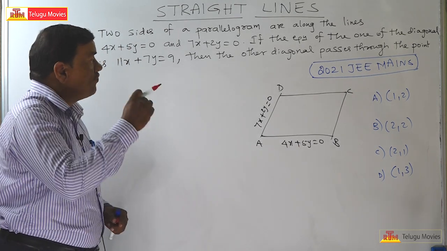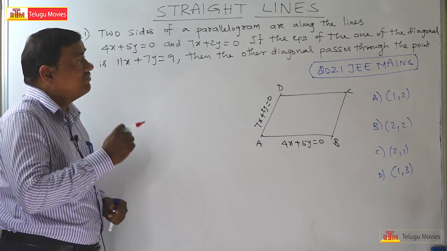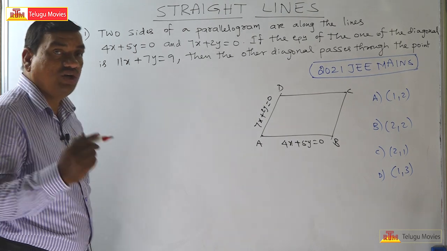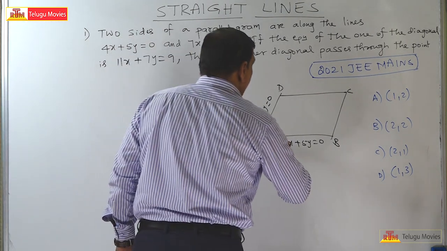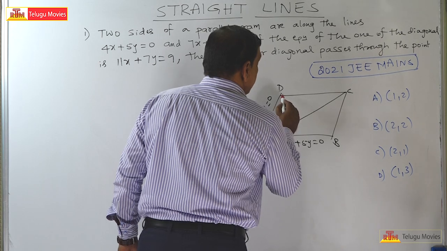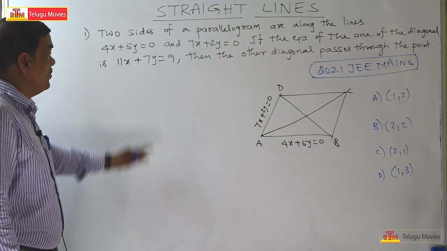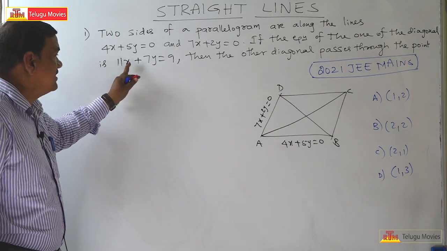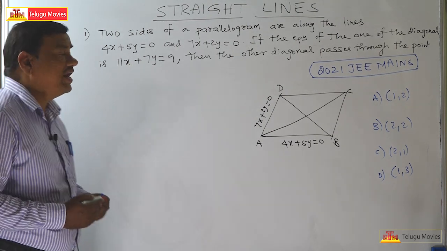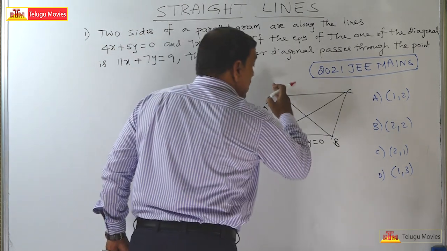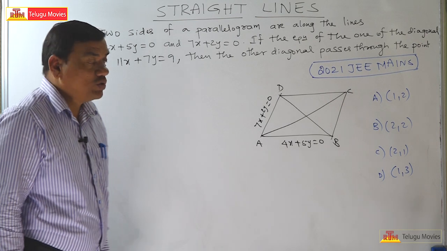Now, the equation of one of the diagonals is 11x + 7y = 9. In a parallelogram, you know there are two diagonals, one is AC, another one is BD. Now, he has given the diagonal equation as 11x + 7y = 9. So, which diagonal do we have to take, either AC or BD? That is the question.